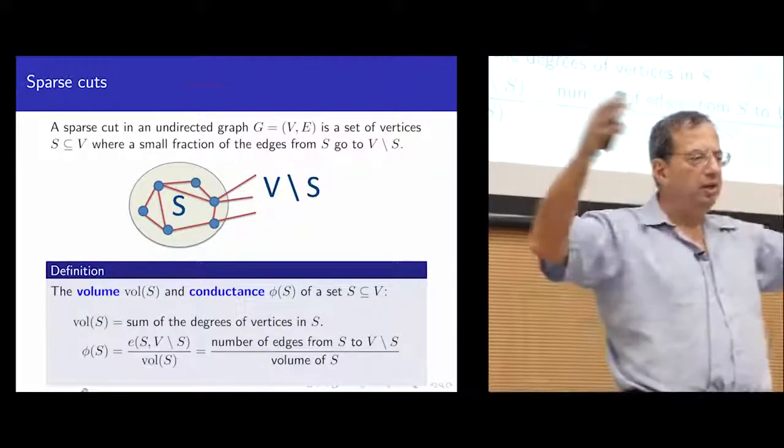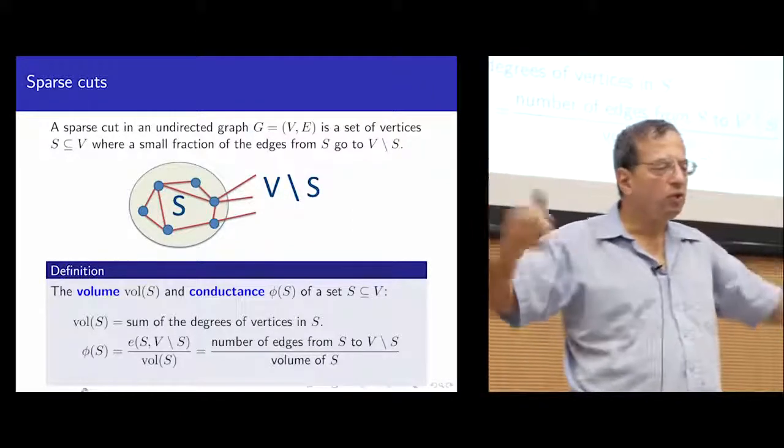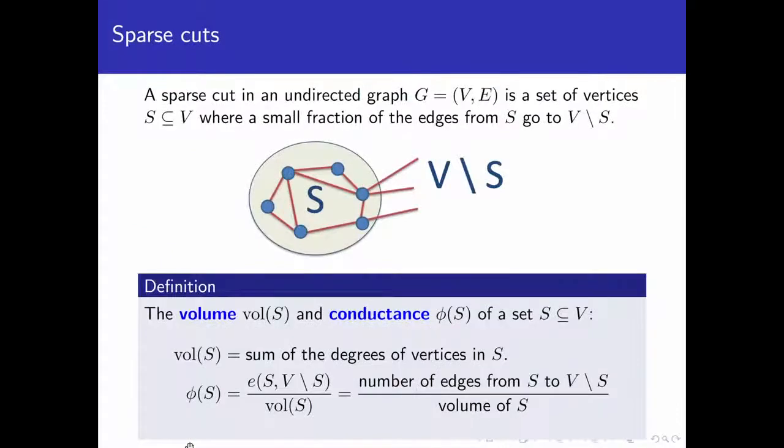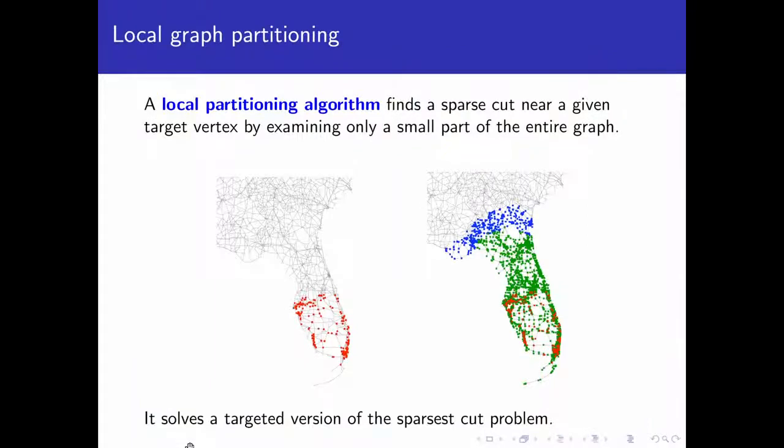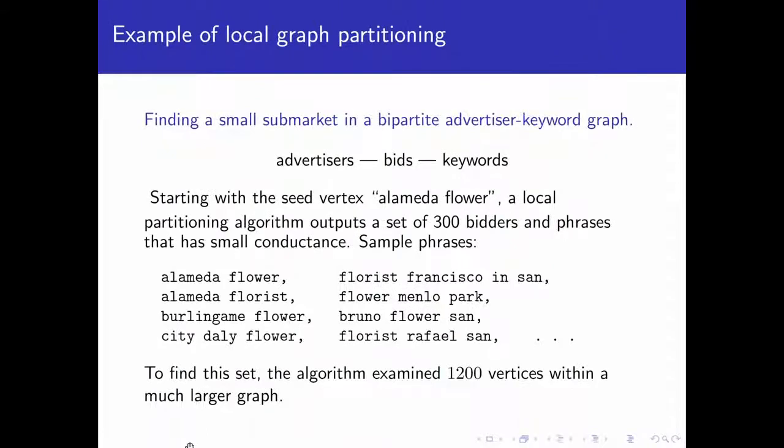So think of a network of 100 billion nodes. We have a single one, and we want to find a community of maybe 5,000 nodes around that. And we want the work we do to be related more to the 5,000 than to the 100 billion. So that's the kind of challenge of local partitioning. It's a targeted version of the sparsest cut problem. In the road network, we can geometrically find good cuts.